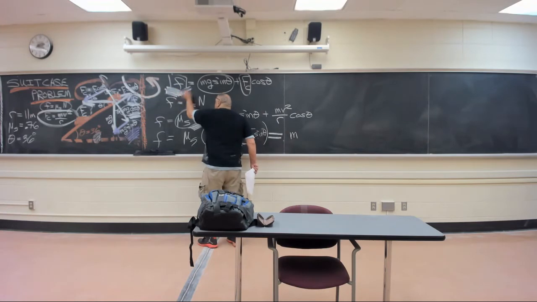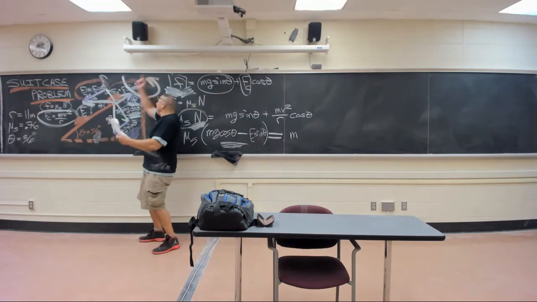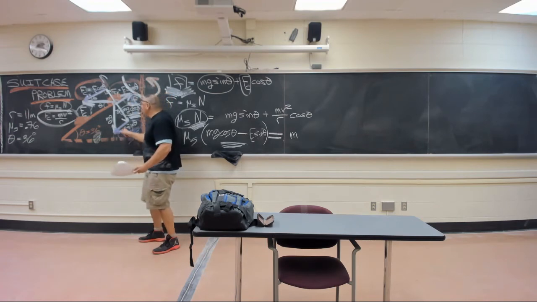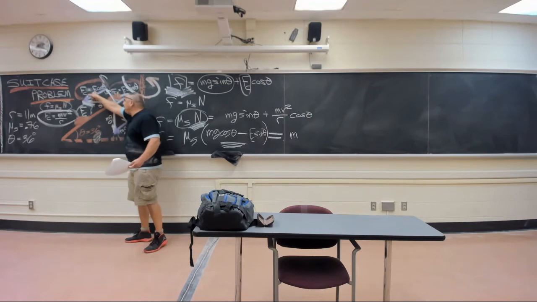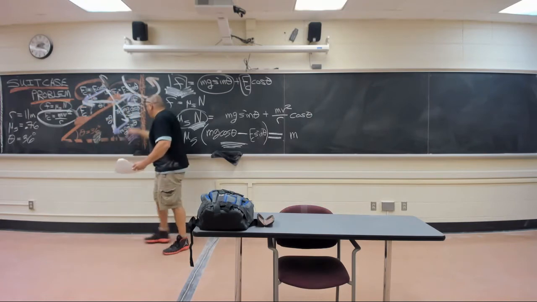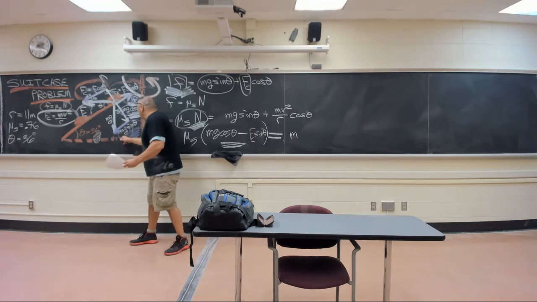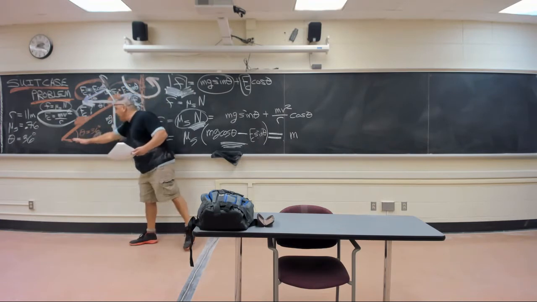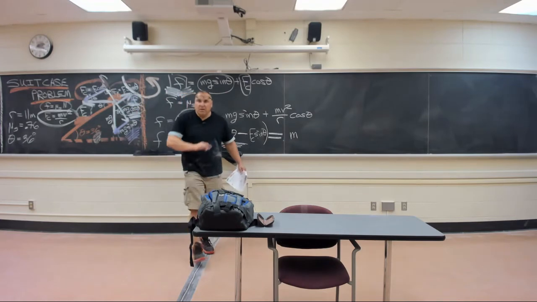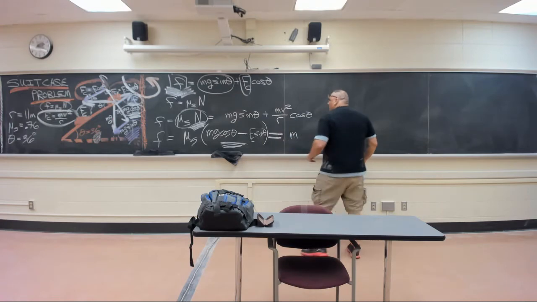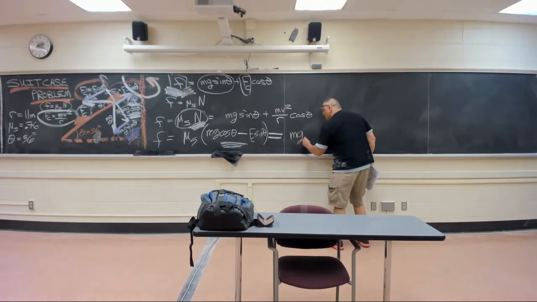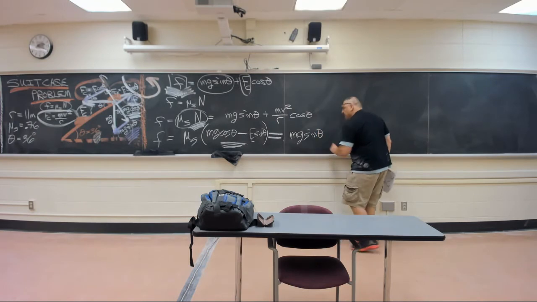We just said F has to be pulling that way. And he's as strong as mg sine theta and FCX, which is FC cosine theta, which is mv squared over r cosine theta. FCX goes down, mg sine theta goes down. mg sine theta and FCX are both sliding down. This guy meets them. Equal. Nobody's moving. So it's mg sine theta.